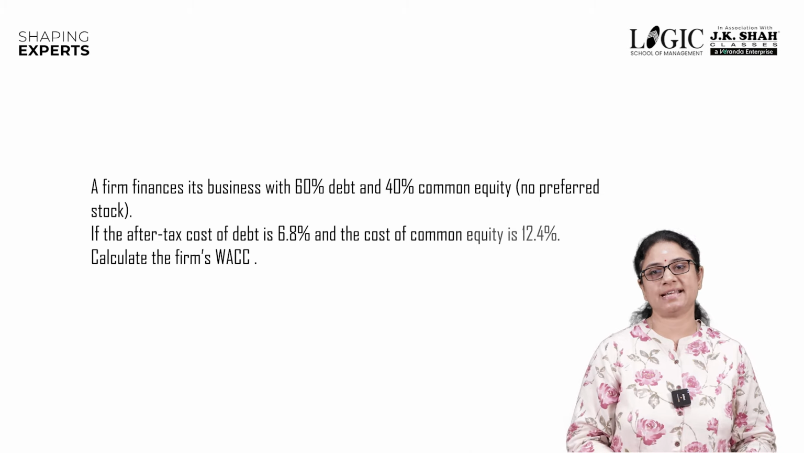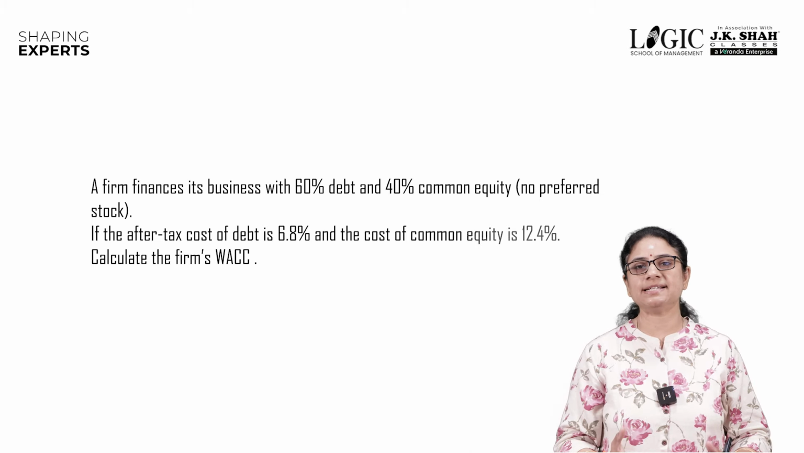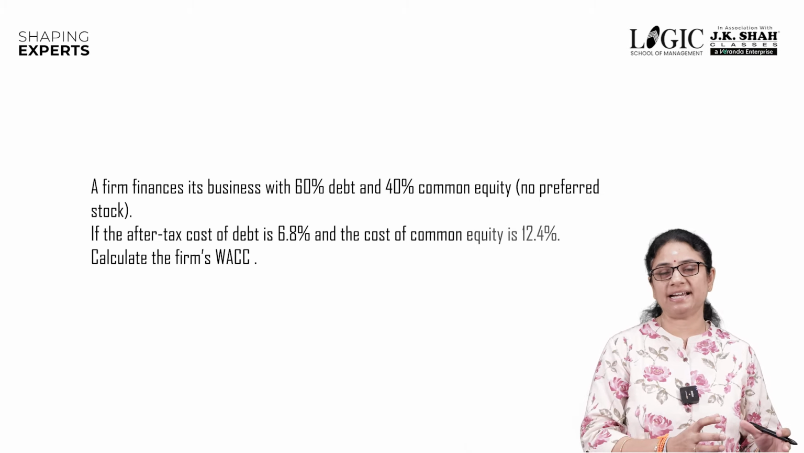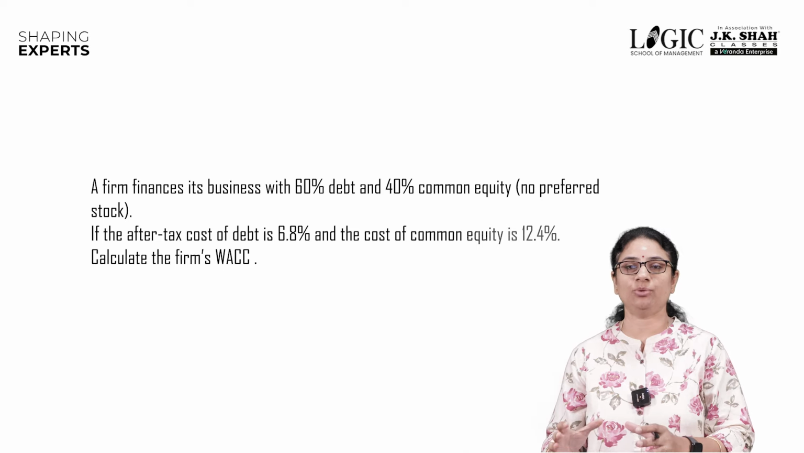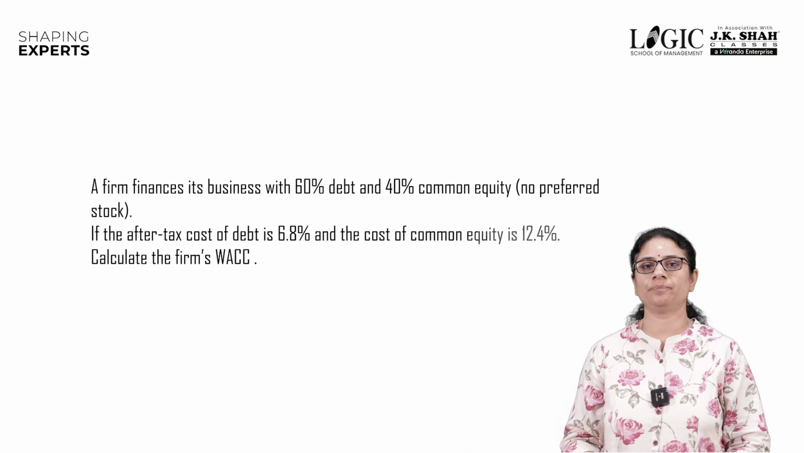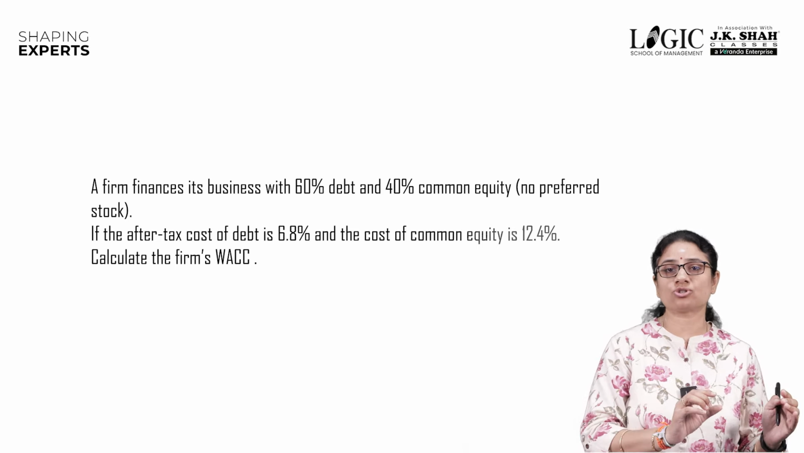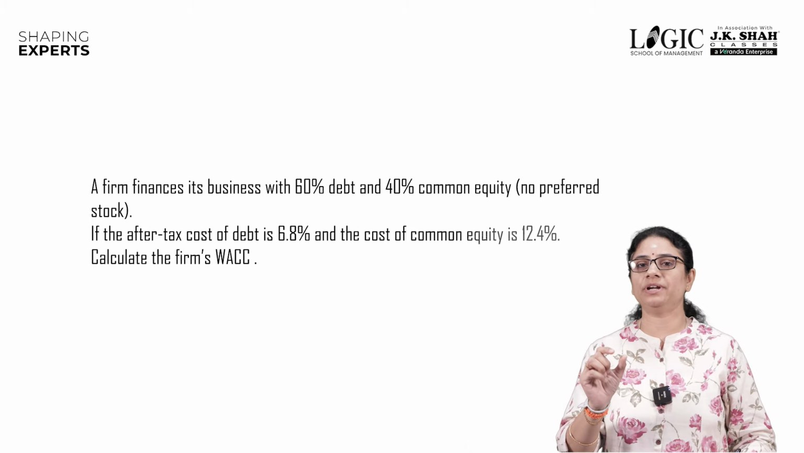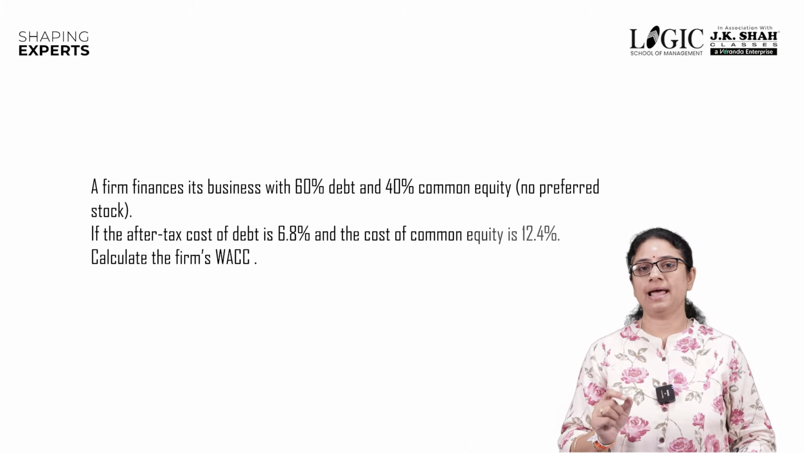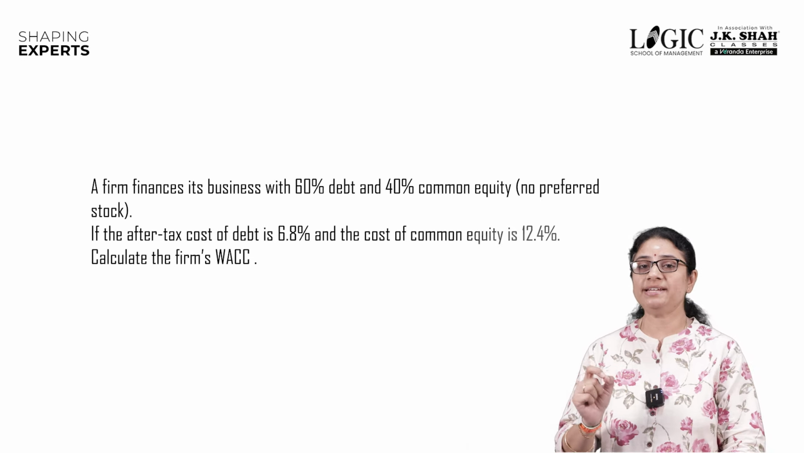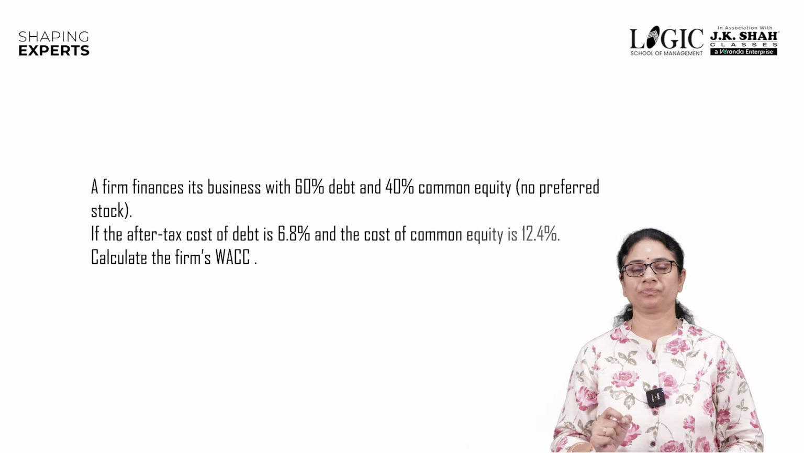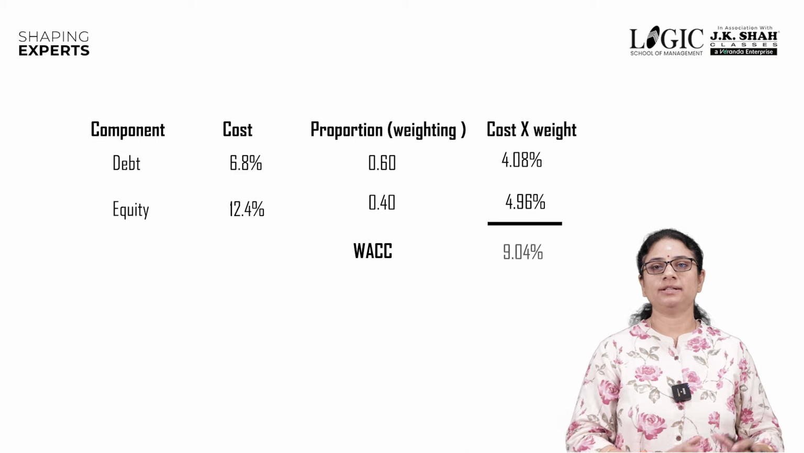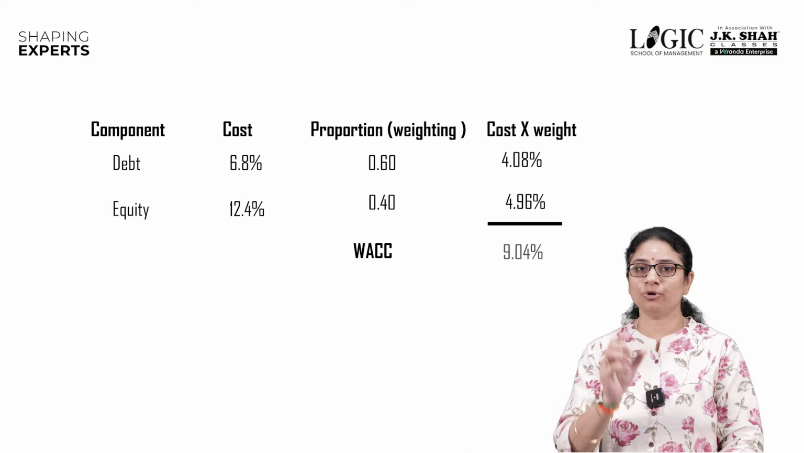Let us consider this example. A firm finances its business with 60% debt and 40% common equity, and there is no preferred stock. If the after-tax cost of debt is 6.8% and the cost of common equity is 12.4%, calculate the firm's weighted average cost of capital. So in the problem, the first column represents the component.